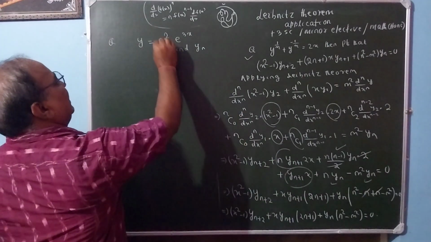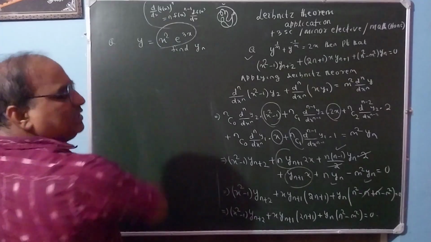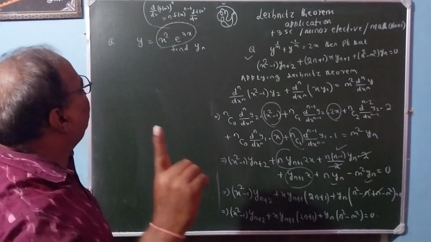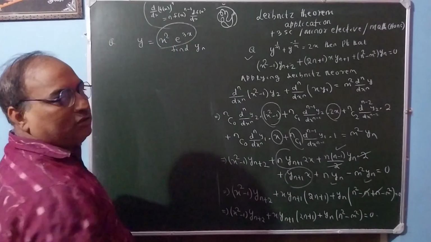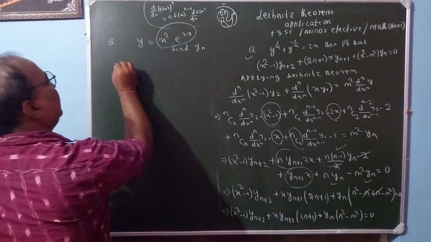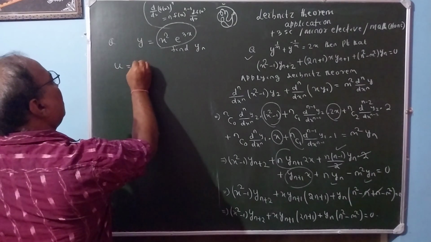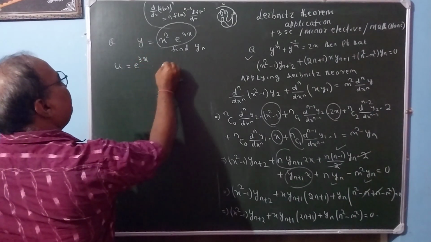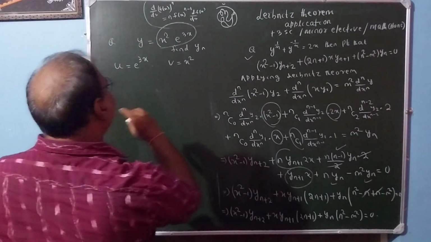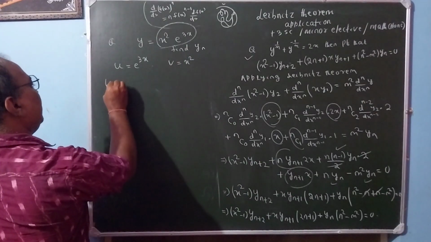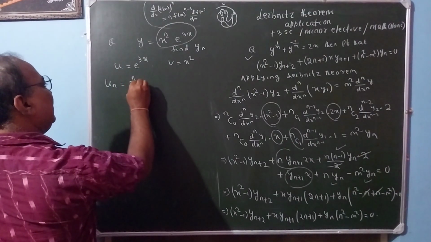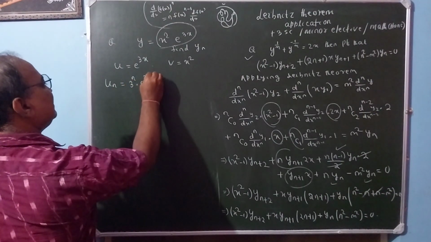Here y is the product of two functions. In order to find out the nth derivative of the product of two functions, we have to apply the Leibniz theorem. So here we choose u is equal to e to the power 3x, v is equal to x squared. Okay. So what is u_n? u_n is equal to 3 to the power n into e to the power 3x.